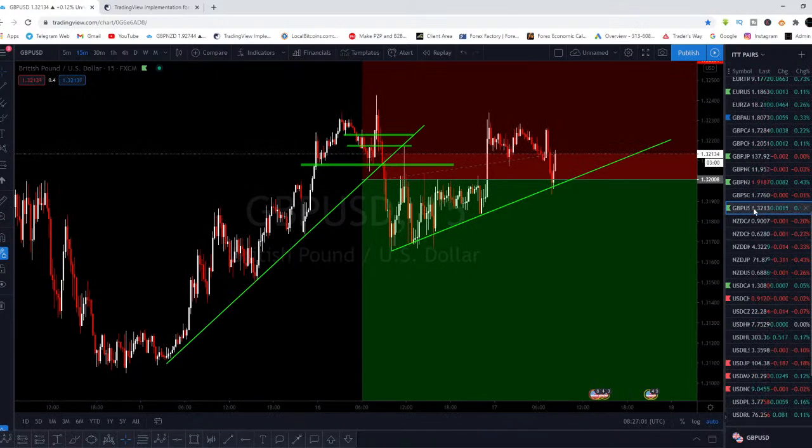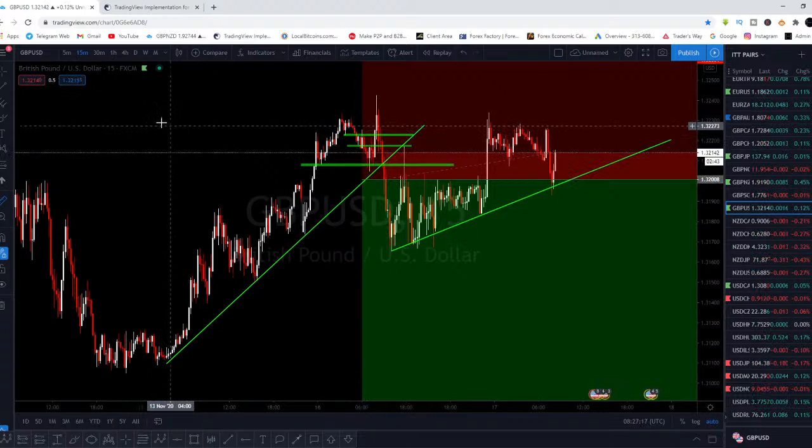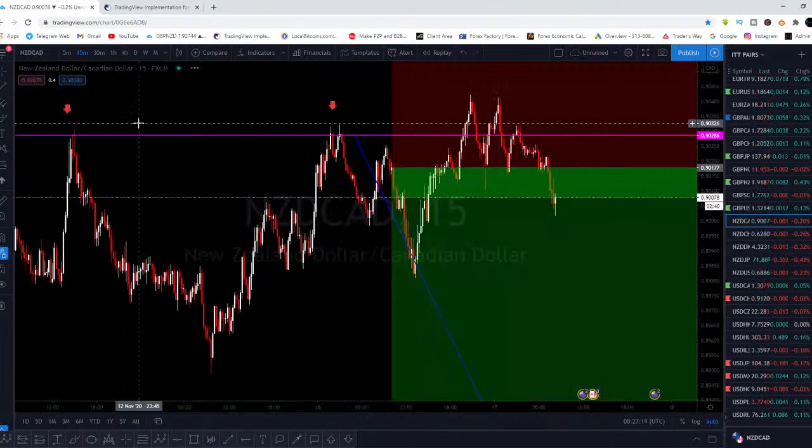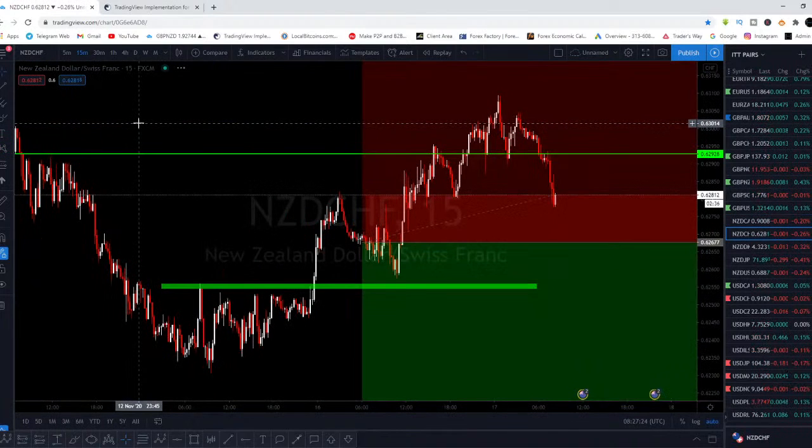Okay, we are ready. GBP right now is as if it's reacting to this trend line that I drew. But let's see what happens. That's what I'm seeing at the moment. Negative 13 pips now, so it is what it is. Right now this one is trying to go up. Let's see what happens.